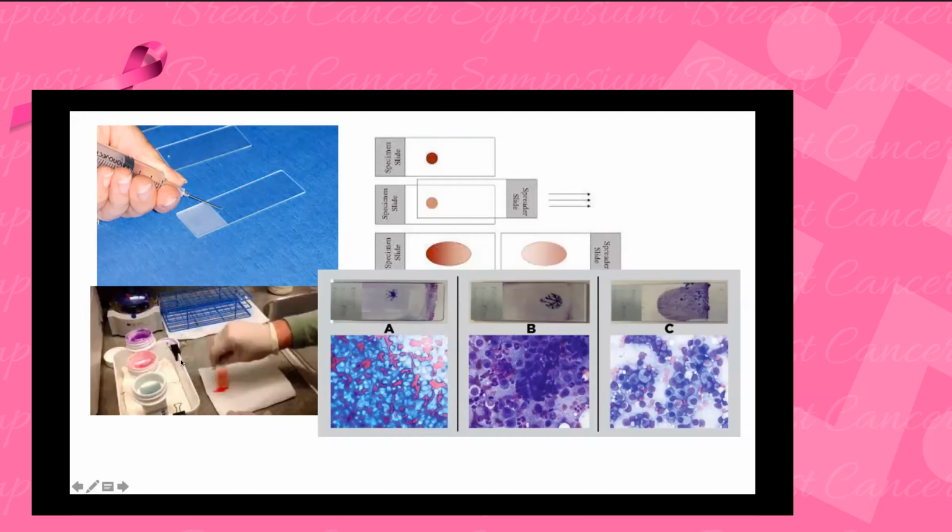And the image on the left bottom just shows you the stains that we do. This was on site, where you can quickly do a rapid Giemsa or a rapid Pap stain. And on your bottom right, now it shows you the cytology. Both these images on A, B, and C are your Giemsa stains.